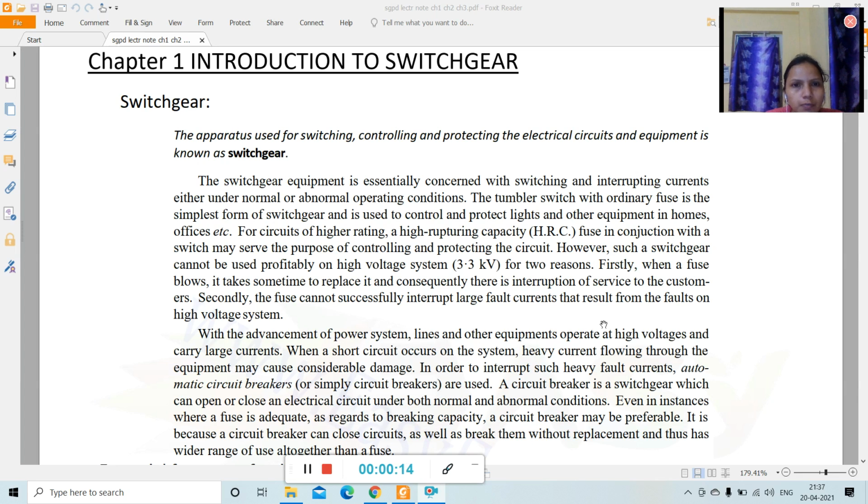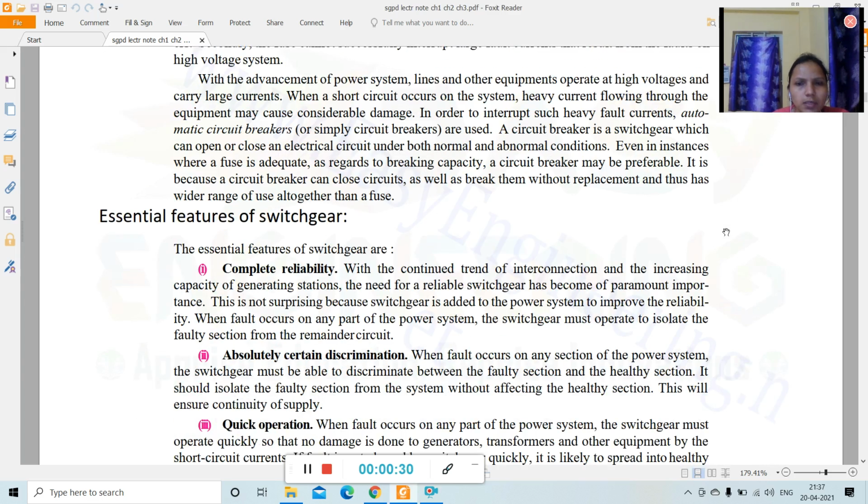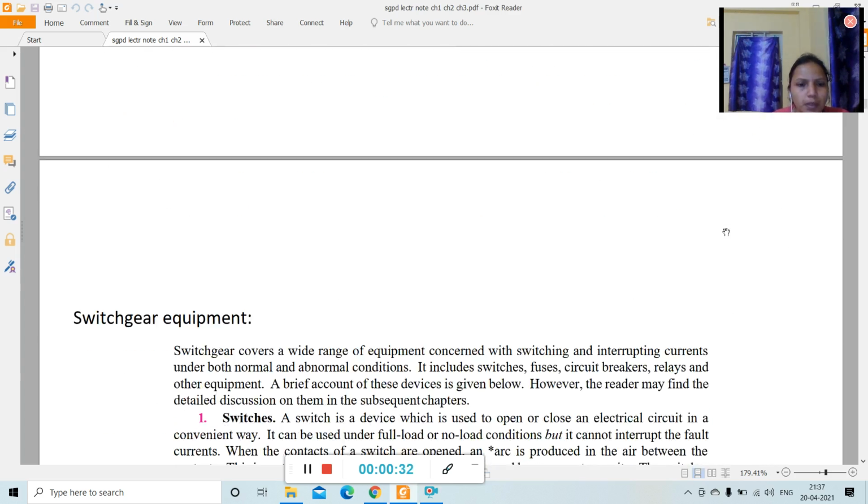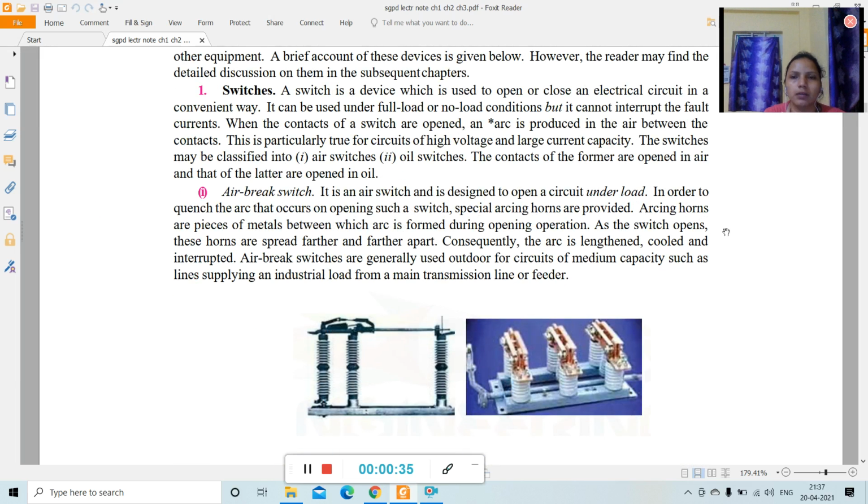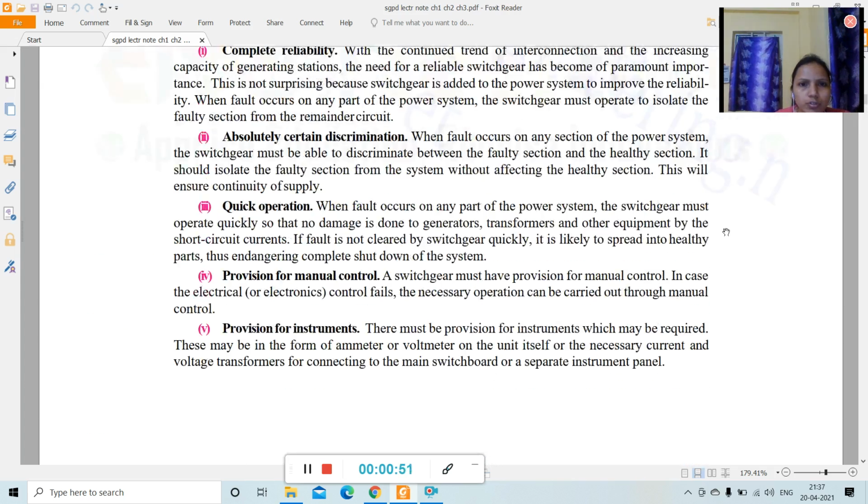In this subject we will first discuss the introduction to switchgear. After studying this video session you will be able to know about switchgear, different types of switchgear and protective devices, essential features of switchgear, and then different switchgear equipment like switches. Under switches you will be able to know about air break switch, isolator, then circuit breaker, then relay. So these are all about the introduction to switchgear.